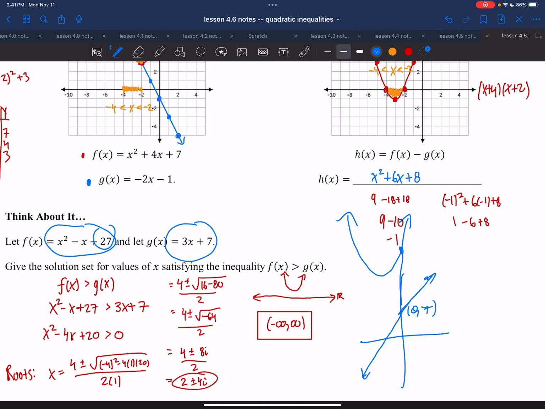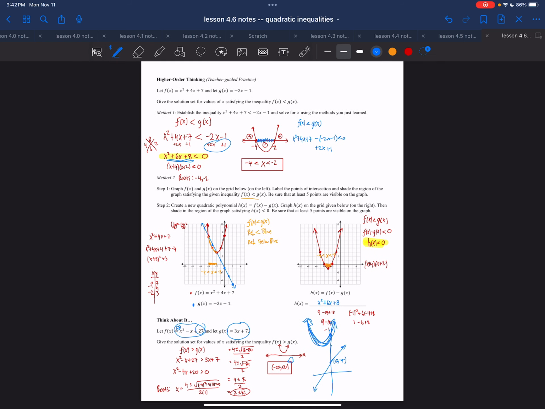So the y-intercept was up there, and it's a positive lead coefficient. It means it's probably facing upwards like this. Well, it has to be. So they don't meet, and it's above it for all real numbers. If we found that it was below it, then it would have been no solution. It would never be true. Yeah? Okay. I think that's it.